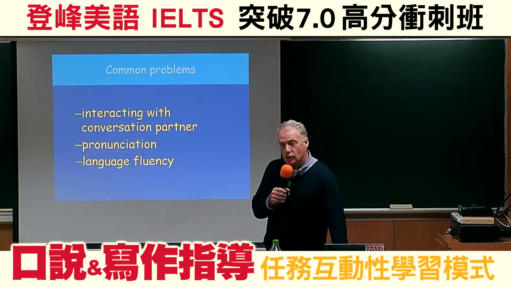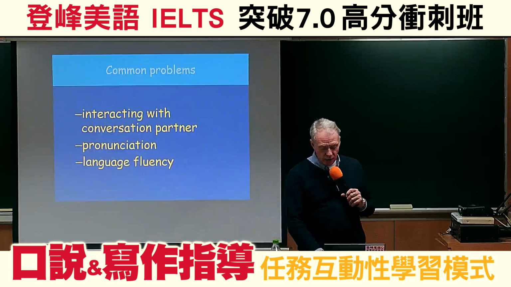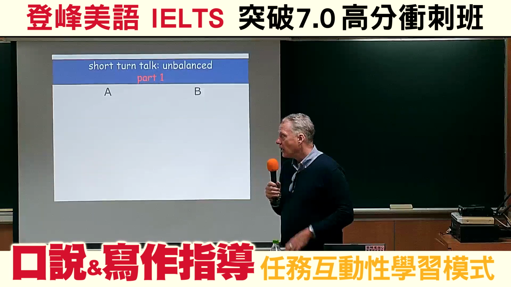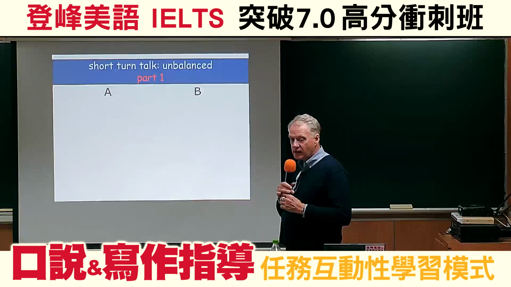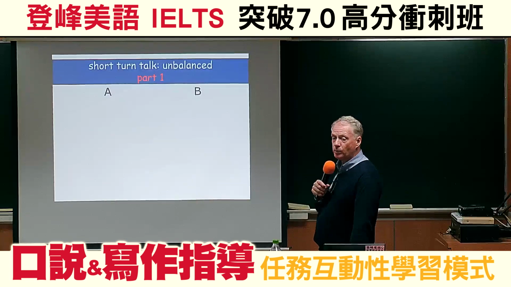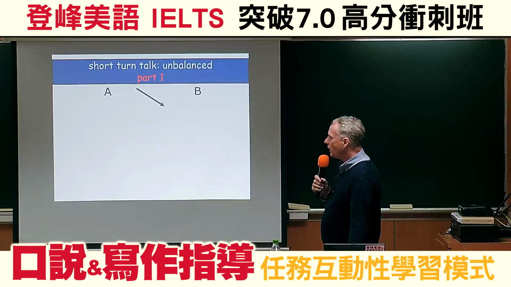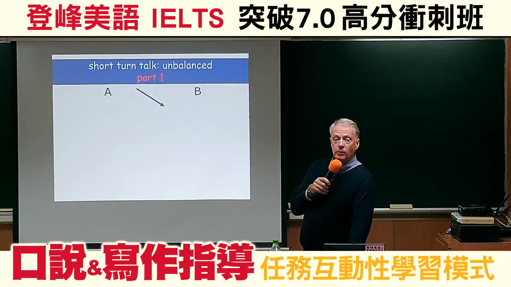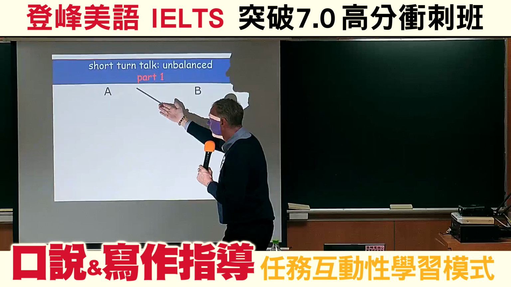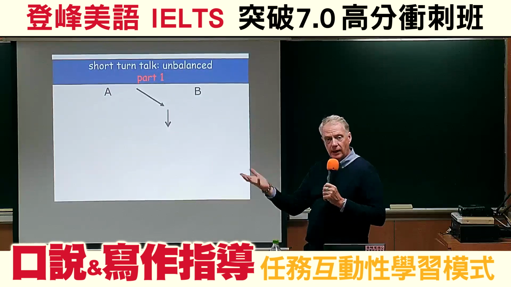So let's talk a little bit about the first one. Let's talk about interacting. I want to show you the two different kinds of interaction that we can have in a conversation. Okay, if you watch this diagram here, you'll see that we have two people, A and B. Now A asks B a question, right? A will say, oh, hi, how are you? And then B will answer, I'm fine, I'm good.